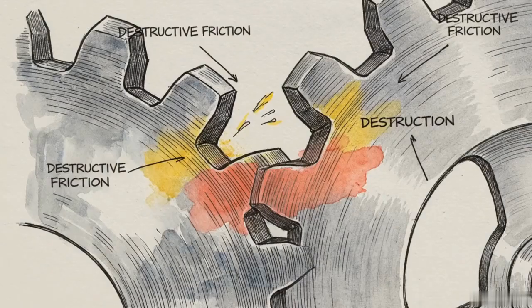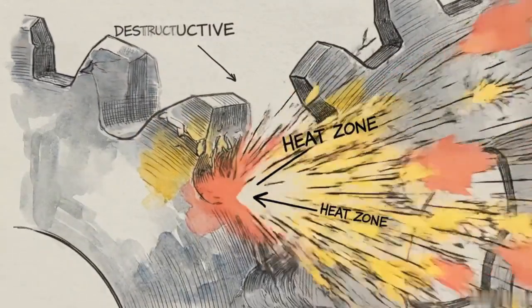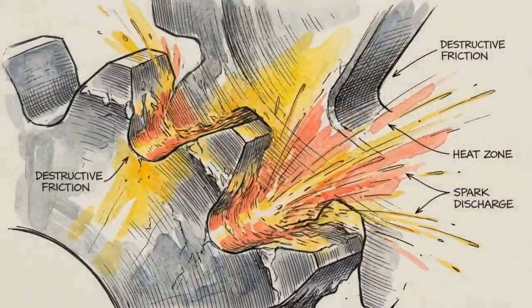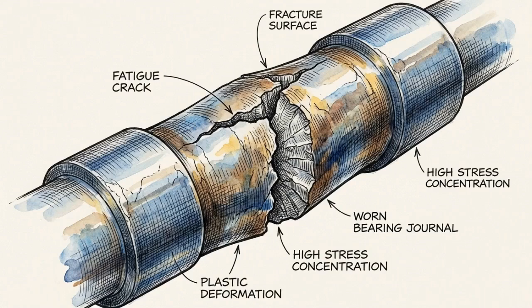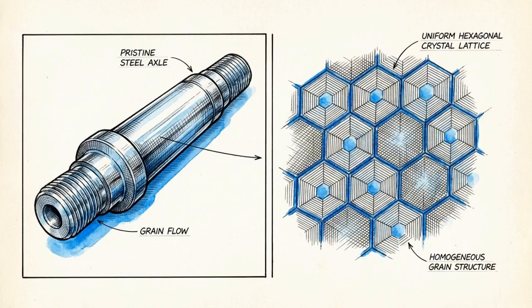Even with perfect structural isolation, the microscopic reality of metal meshing under extreme torque generates immense friction and destructive heat. In highly loaded environments, specific failure modes arise. Fatigue cracks propagate through twisted shafts, bearings suffer spalling from micro-misalignments, and gear teeth score from overheated, thinning lubrication. Engineers combat this degradation at the molecular level.